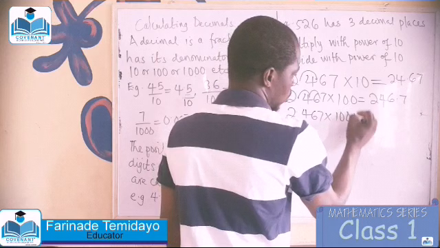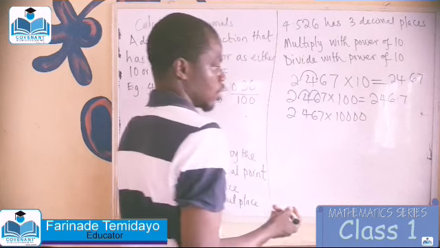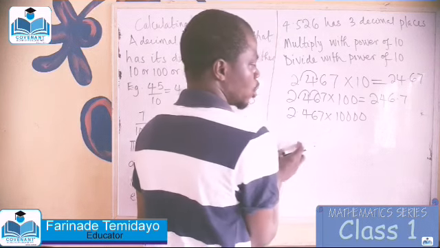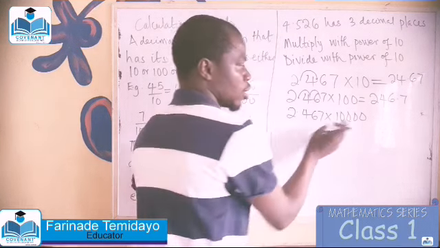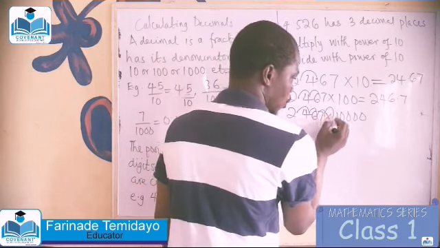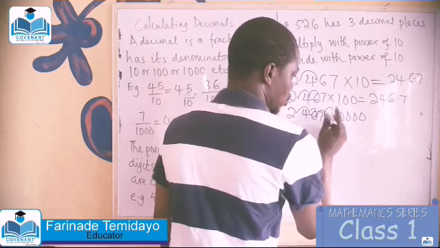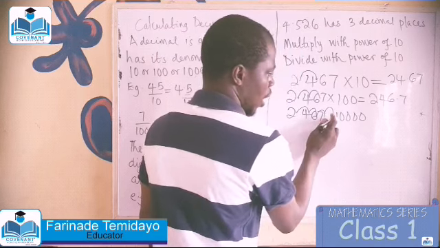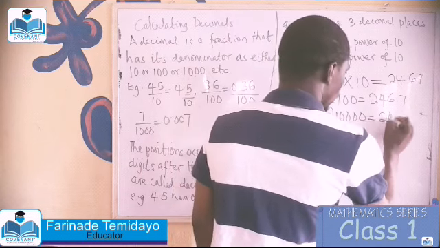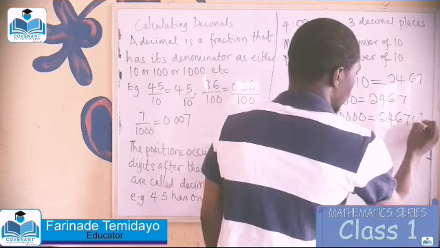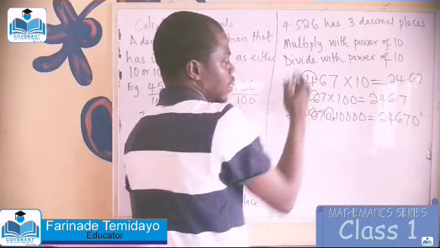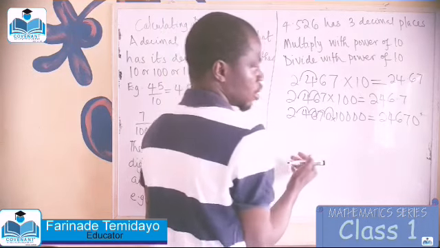Now, for instance, I still have the same number, 2.467 times 10,000. You can see that you have 3 digits here and 4 zeros here. So what will you do? You are still going to move your decimal point based on the number of zeros that you have: 1, 2, 3, and 4. Now there is an empty space here, so you have to fill that empty space with 0. So your answer becomes 24670. That is multiplying with a power of 10, and this is what you are going to get.